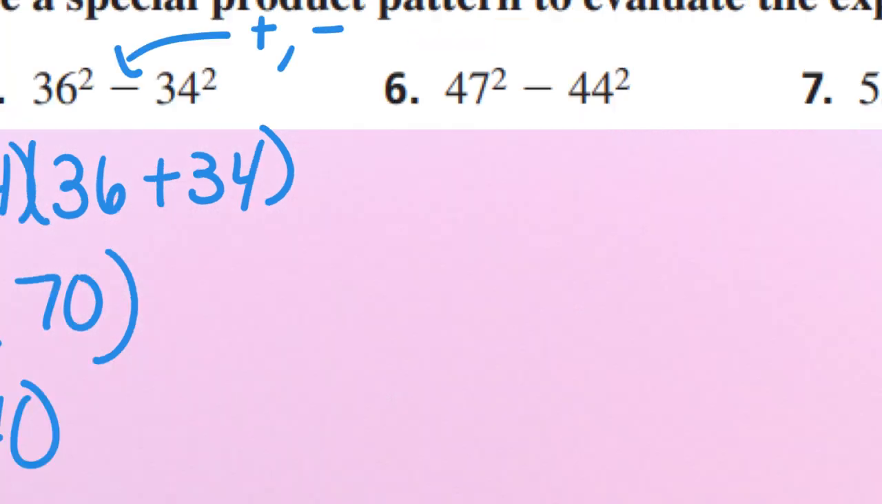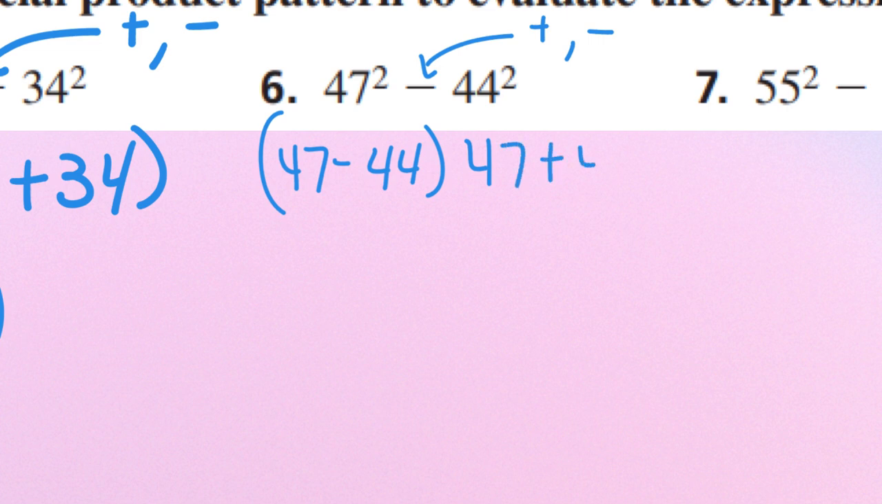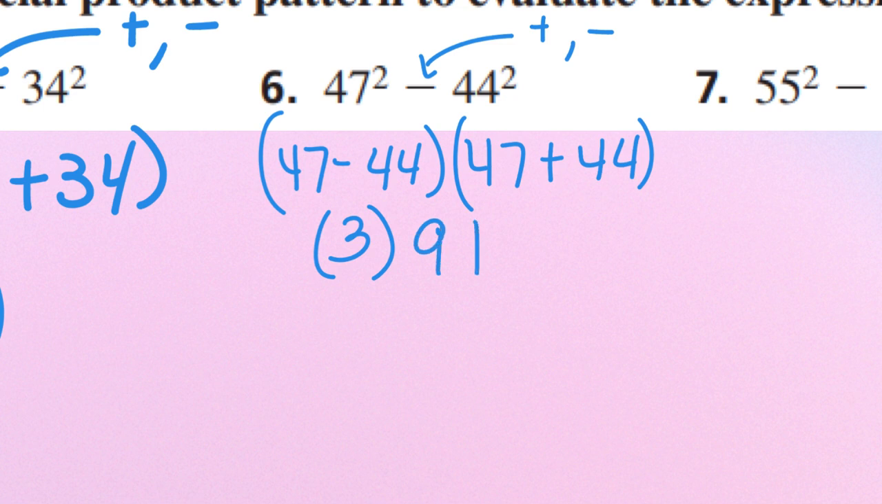Number 6, I also see a minus in the center, so I'm going to have a positive and a negative. I'm going to have 47 minus 44 times 47 plus 44. 47 minus 44 gives me 3, and 47 plus 44 gives me 91. So 3 times 91 gives me 273.